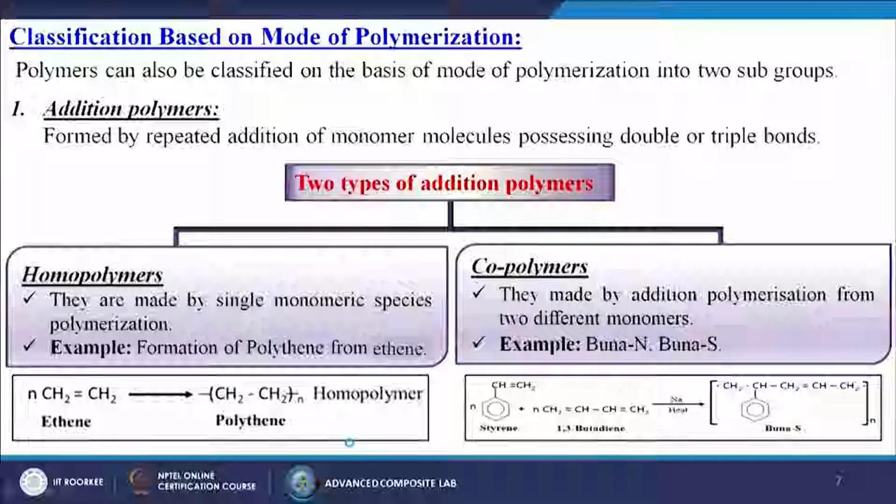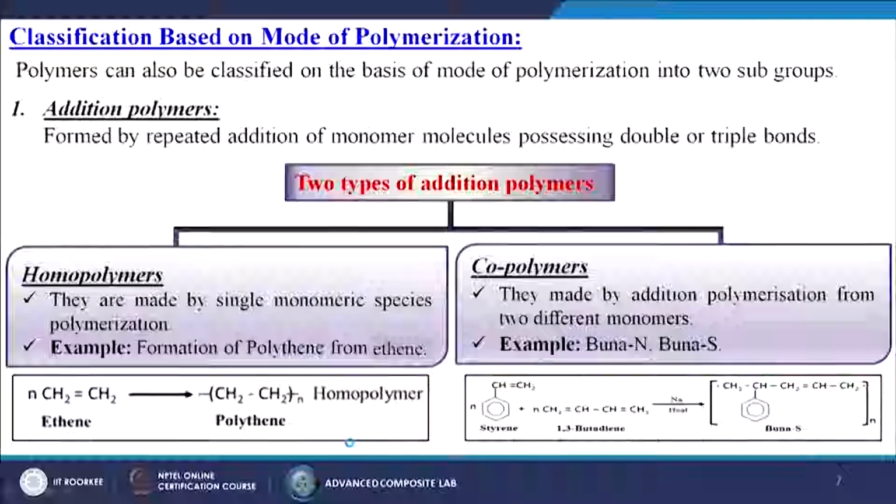Now, we are going to discuss the classification based on mode of polymerization. Polymers can also be classified on the basis of mode of polymerization into two subgroups, as I already told you. One is called addition polymers. From the name itself we can understand that they are formed by repeated addition of monomer molecules possessing double or triple bonds. There are two types of addition polymers: one is called homopolymers, another is called copolymers.